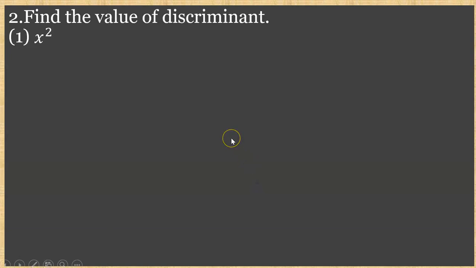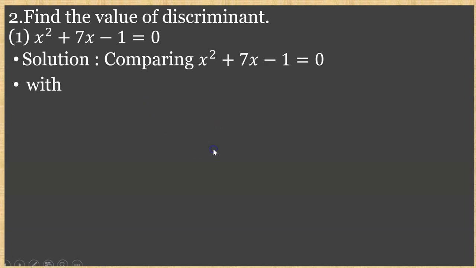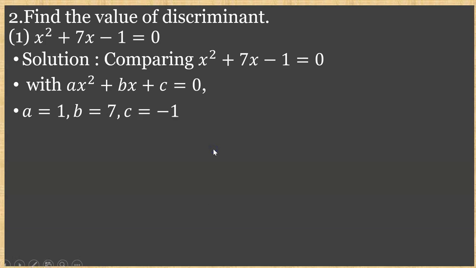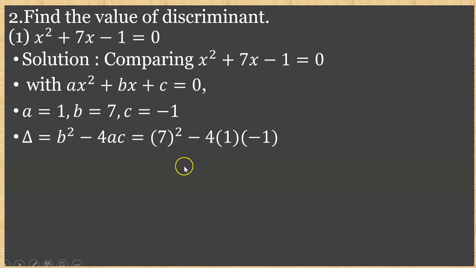Find the value of the discriminant of x square plus 7x minus 1 is equal to 0. The value of a is 1, b is 7, c is minus 1. We put these values into b square minus 4ac: 7 square minus 4 into 1 into minus 1, 49 plus 4, 53. The delta we got is 53.